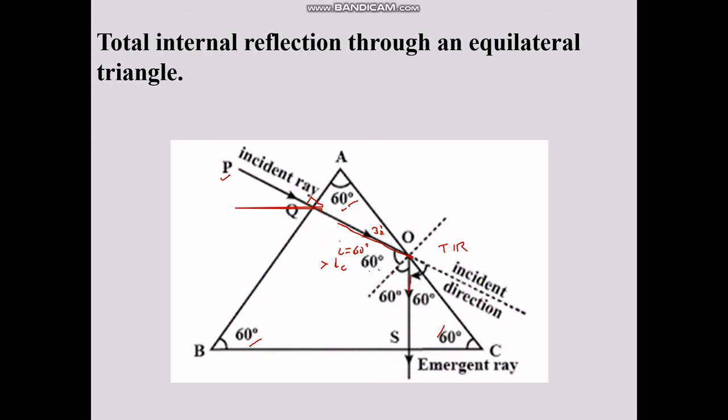Now, since the angle of incidence is 60°, the angle of reflection will also be 60. Over here, this is the normal. So what is this angle going to be? This angle is going to be 30 degrees. This is 60, and here this is obviously going to be 90. So the light is going to fall normally on the surface and it will emerge out undeviated. So this is how total internal reflection takes place through an equilateral triangle.